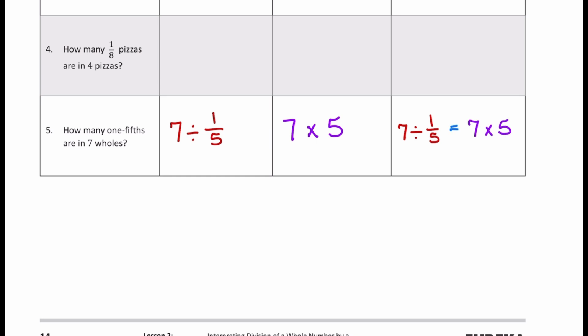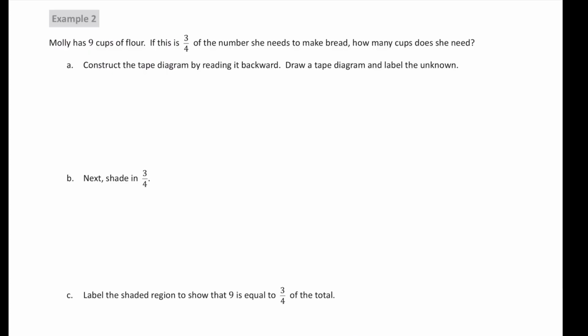The two problems that we just looked at in the first example are what we call measurement division. In measurement division, the divisor names the size or the measure of the group or unit, and the quotient represents the number of groups for the unit. A measurement division problem can often be solved by thinking, how many blanks are in blank? Let's take a look at a different type of example.